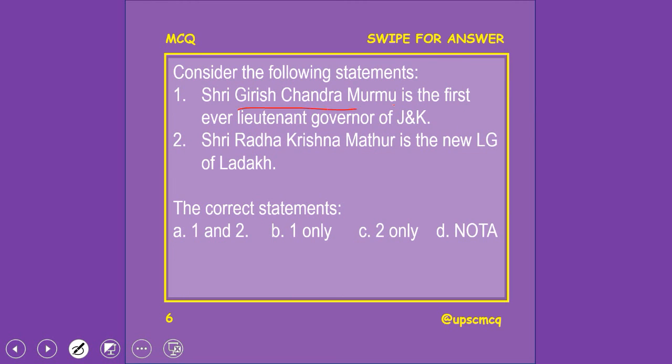Now, Shri Girish Chandra Murmu is the first Lieutenant Governor of J&K. Correct. And Radhakrishna Mathur of Ladakh. This is also correct. J&K has been, since 31st October, I believe, divided into two. This is the Ladakh area, and this is the new Union Territory of J&K. Both are Union Territories. Now, Girish Chandra Murmu is of J&K, and Radhakrishna Mathur is of Ladakh.